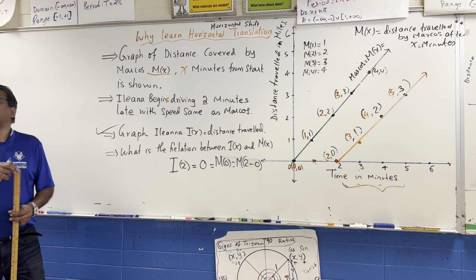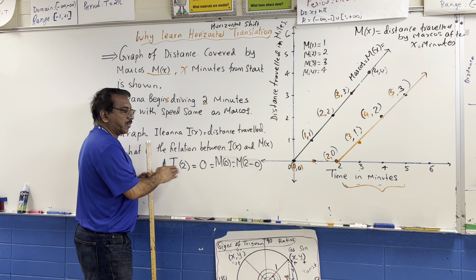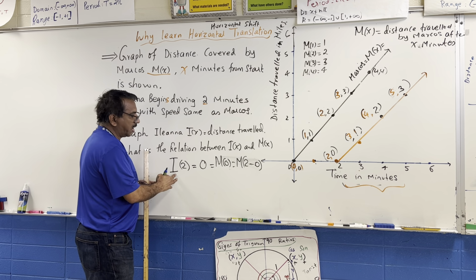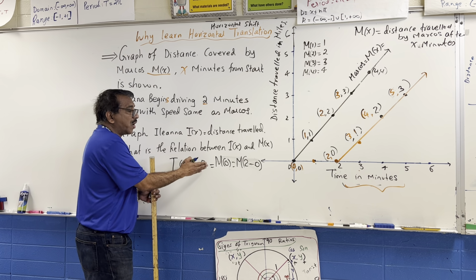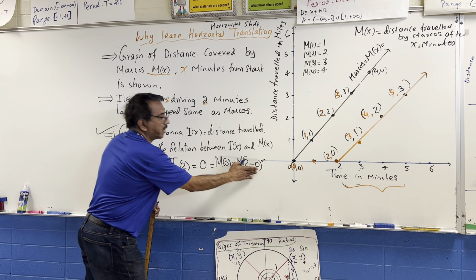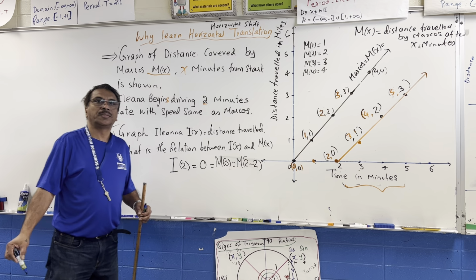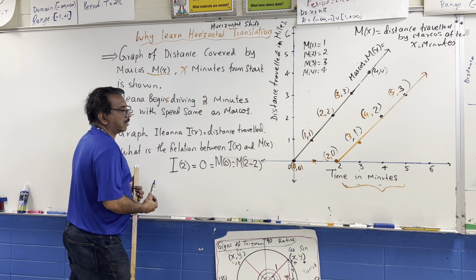A lot of confusing letters there. Watch this. I'm writing a few more and you'll get it. So I of 2 is ELianna's distance covered after 2 minutes, which is 0. But that was Marcus's distance covered 2 minutes earlier. So sorry, this is 2 minus 2, because 0 means 2 minus 2. Okay.